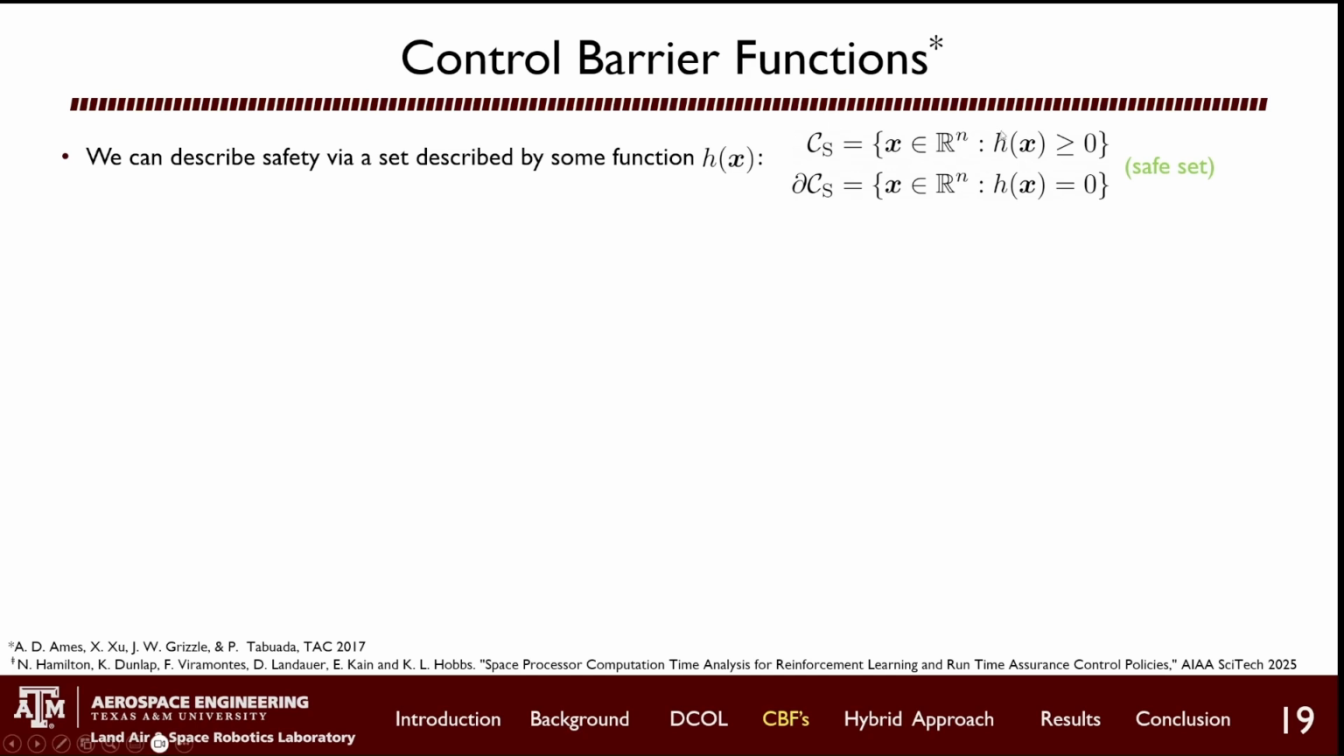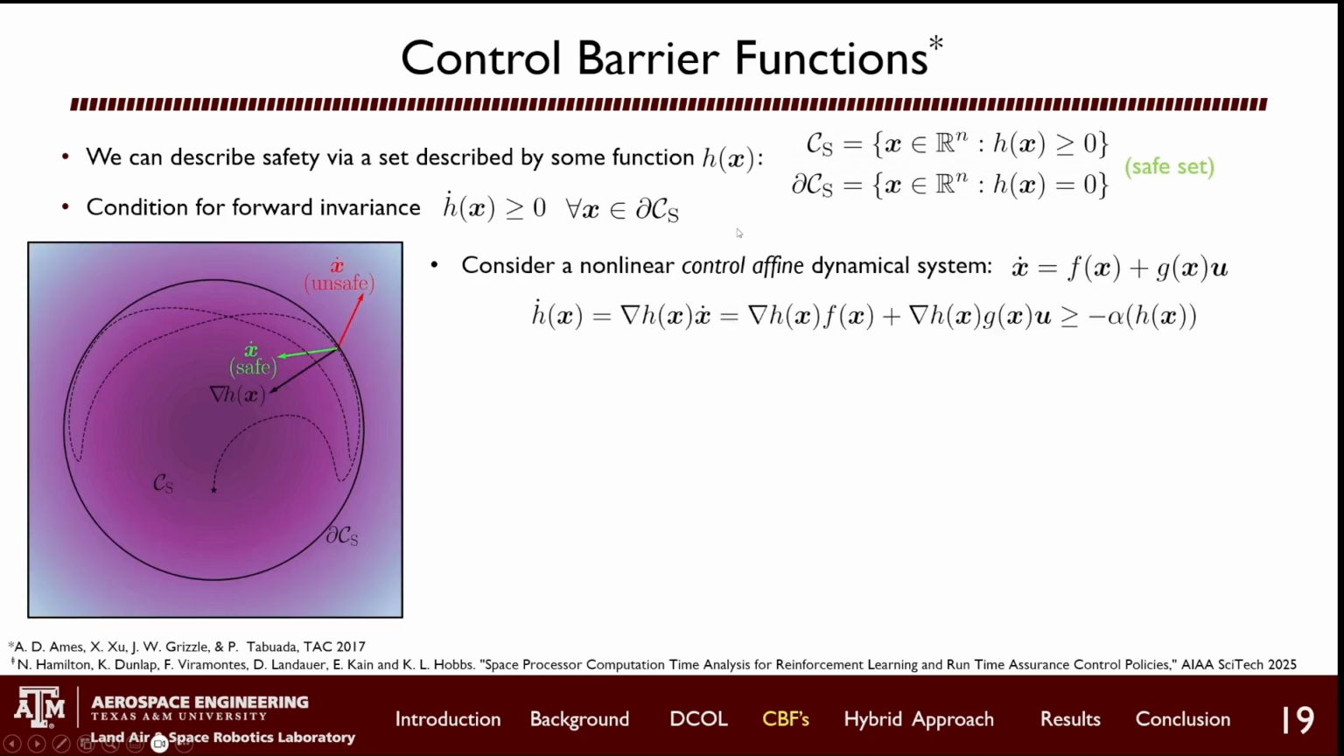And we say that the safe set is all states where h is positive. So there's various ways to define this, but this is kind of the typical way. So the condition for forward invariance or safety of our system is nothing but the total derivative of h being positive everywhere along the boundary of the safe set. So if we consider a nonlinear control-affine dynamical system in this form, which is a form that many dynamical systems take, then we can expand this necessary and sufficient condition for invariance and therefore for safety.